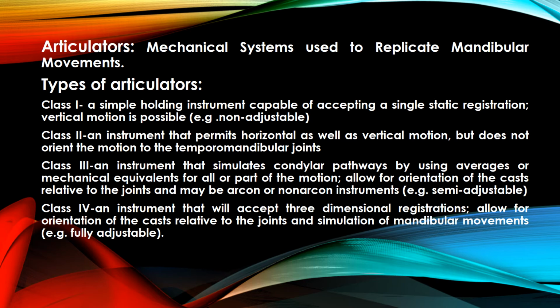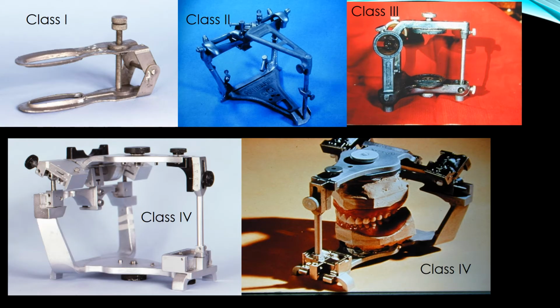Class 4. An instrument that will accept three-dimensional registrations, allow for orientation of the casts relative to the joints, and simulation of the mandibular movements, fully adjustable. Of these articulator types with different classes.